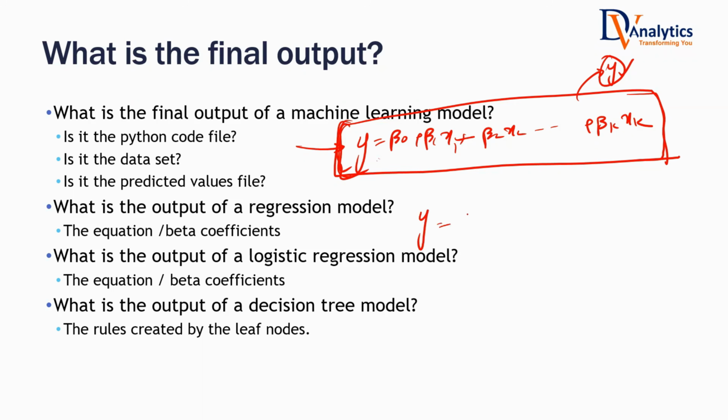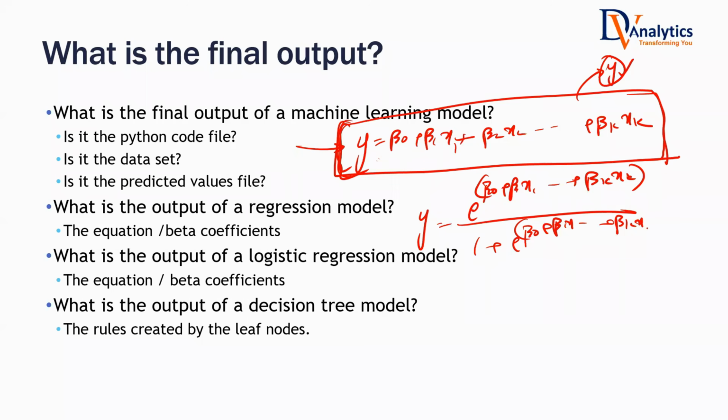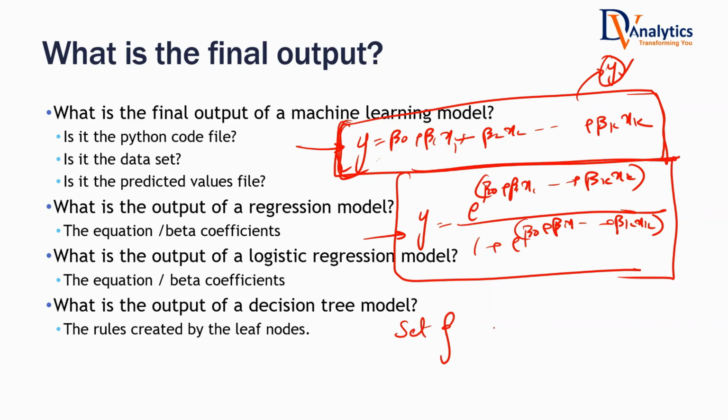If you're building a logistic regression model, y equals e power (beta naught plus beta 1 x1 and so on plus beta k xk) divided by 1 plus e power (beta naught plus beta 1 x1 and so on plus beta k xk). This is the logistic regression line equation. That is our model. Similarly, what's the model in a decision tree? A decision tree is not like this, where we can write an equation. It's a kind of diagram. So in the decision tree, the model is nothing but a set of rules. You give a set of rules as your model.